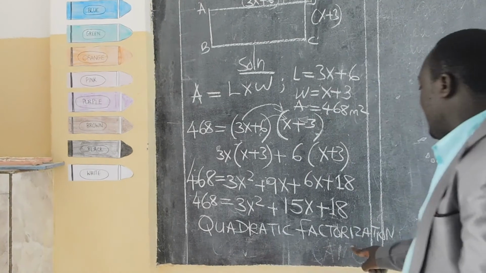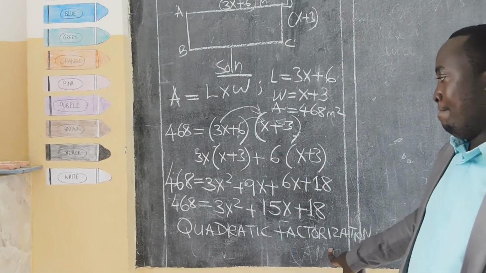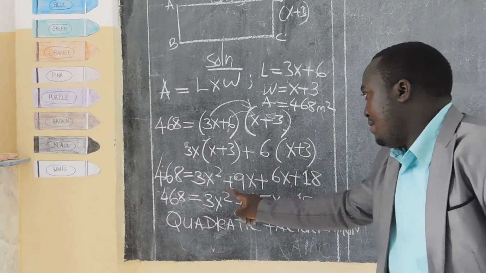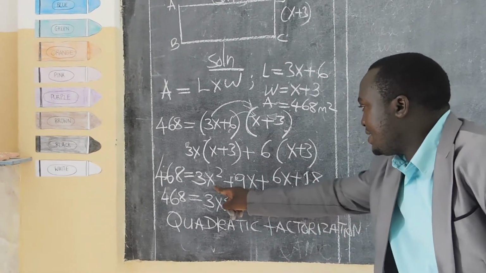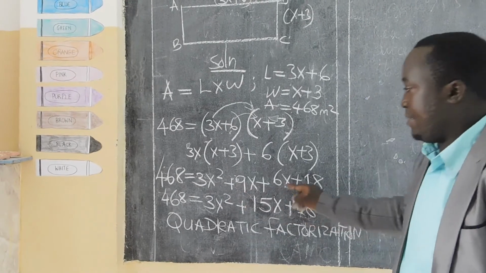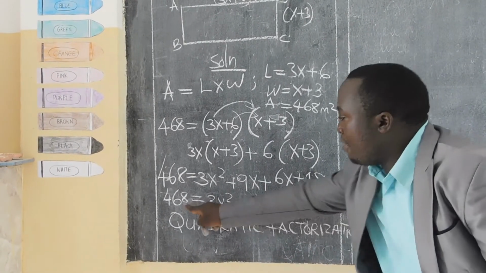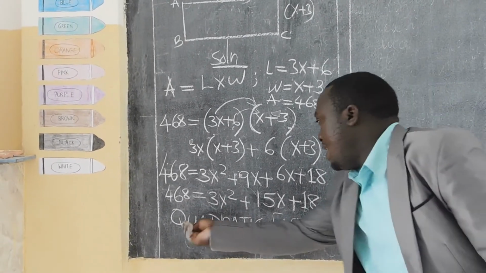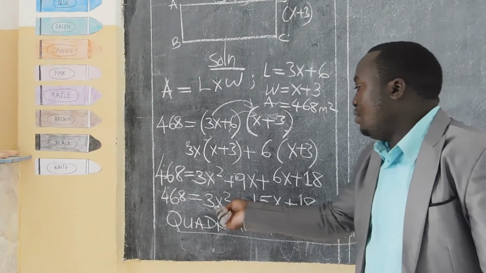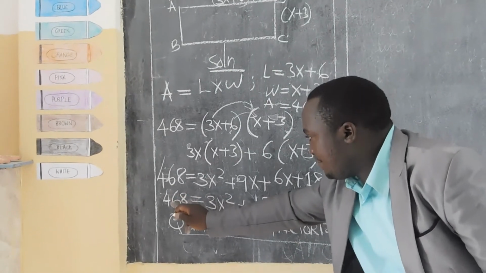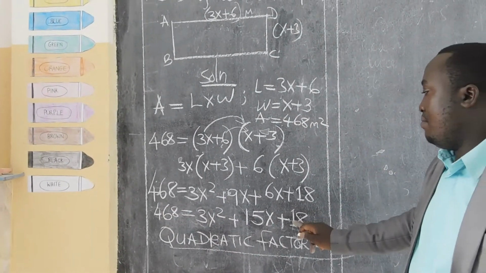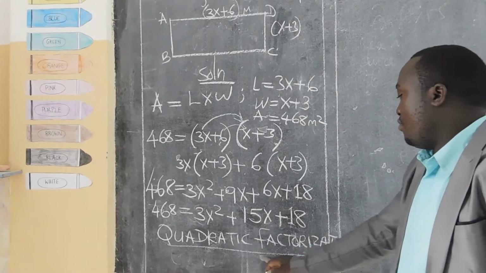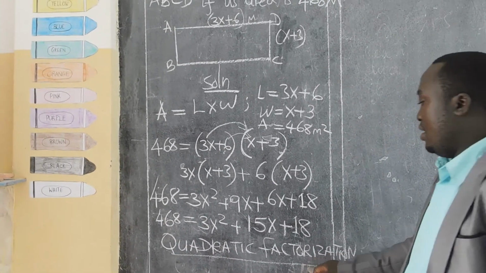In quadratic factorization, there are two factors which have been split into a quadratic expression that becomes the product of our area given, 468. Therefore, we have to let 468 come to the other side and leave 0 there in order to form a quadratic equation.